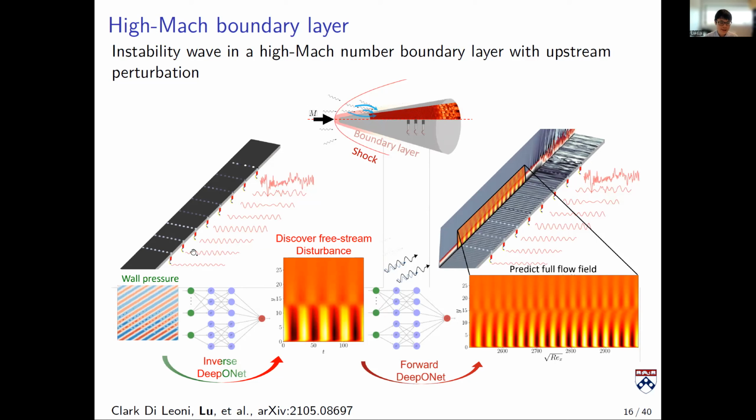On the left, these are a few examples of the pressure at different locations. Here, each one denotes one sensor. And on the right, we have the downstream velocity profile at a few different locations. So we can use DeepONet to learn the relationship. If we have the sensors on the downstream pressure, then we can infer or predict the true upstream perturbation. Then from the perturbation of the upstream, we can predict the downstream velocity profile.